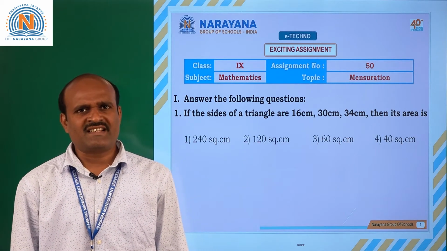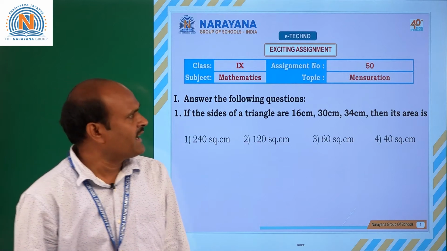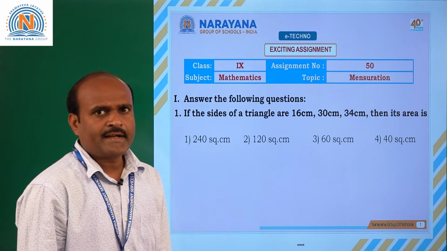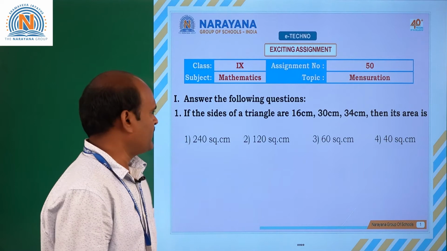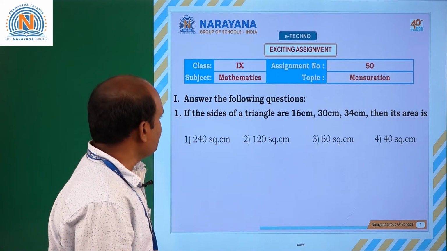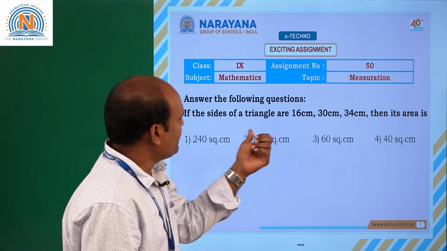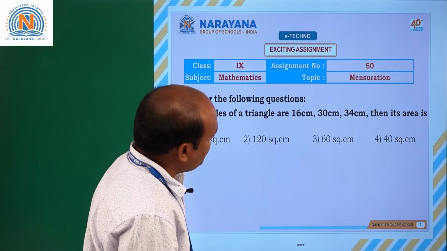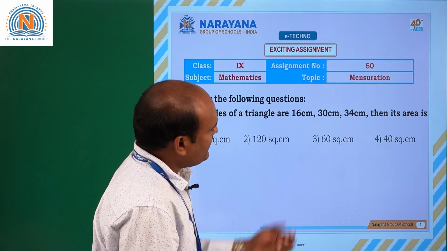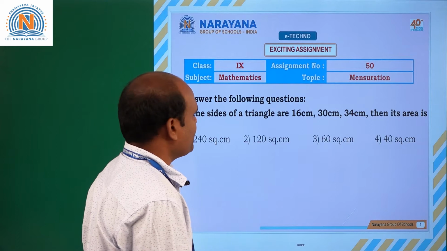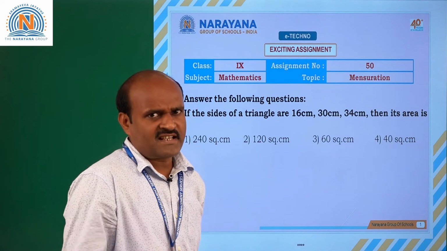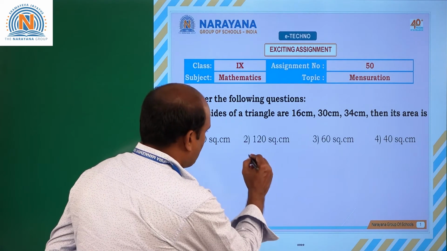Today we are discussing 9th class mathematics assignment number 50 related to the topic mensuration, right? Here is the first question. If the sides of a triangle are 16 centimeters, 30 centimeters, 34 centimeters, then the area is. If three sides are given, what is the area of a triangle formula?